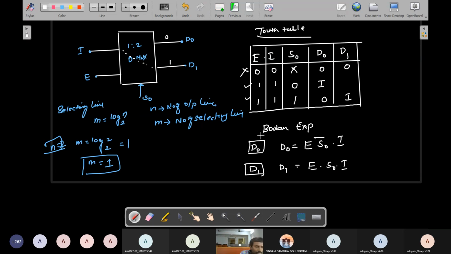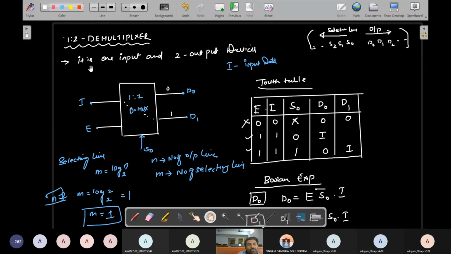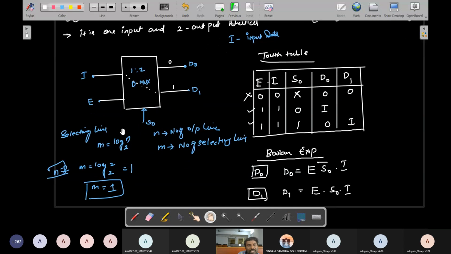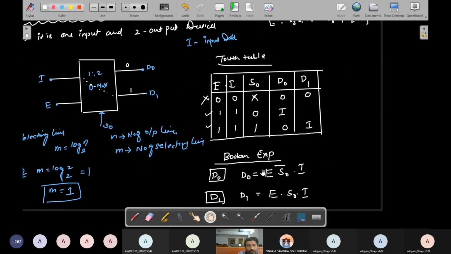I'll move to the next page to draw the circuit diagram. Sorry, logic gate diagram. So for every multiplexer or demultiplexer, step one: first of all, write the information, then draw the block diagram, then write the selecting lines formula and selecting lines. After that write the truth table, then write the Boolean expressions, then the logical diagram. So the logic gate diagram.